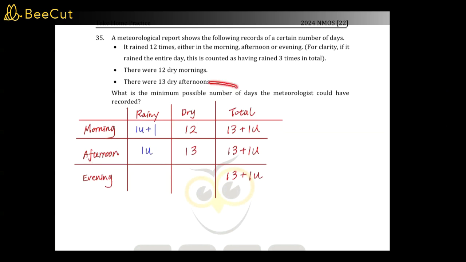They are looking for the least possible number of days. This is when the total number of days here is the minimum. That's when 1U equals to 0. So minimum number of days is 13 plus 0, 13 days.